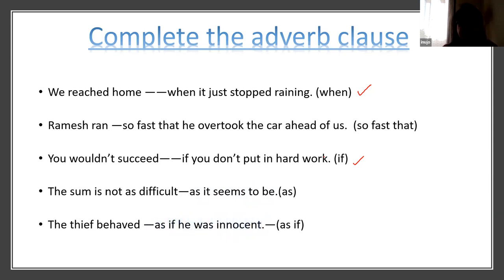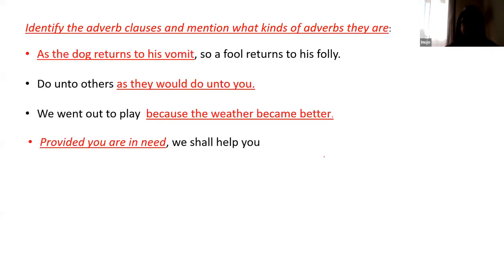The thief behaved as if he was innocent. How did the thief behave? How? Adverb clause of manner again. How did he behave? The thief behaved as if he was innocent. All right. So these are a few examples from your textbook. You already know this. Just to brush up, we have done this exercise.